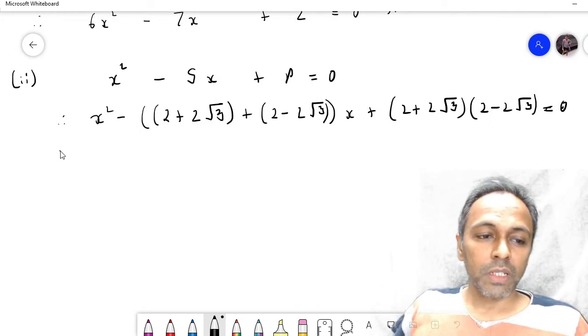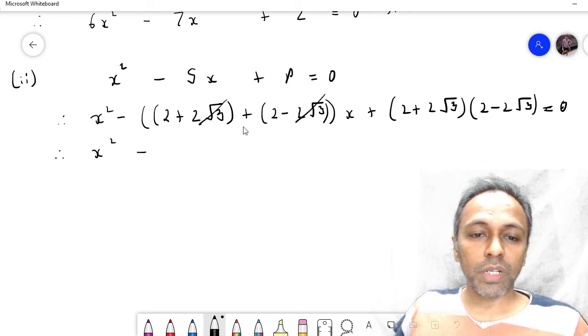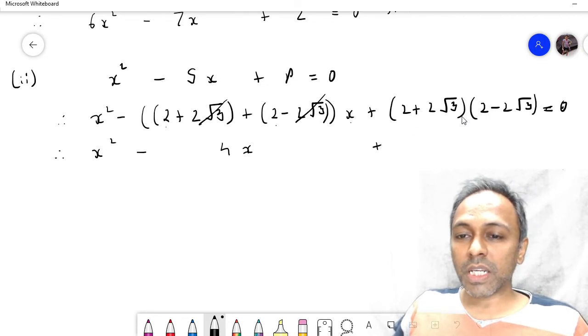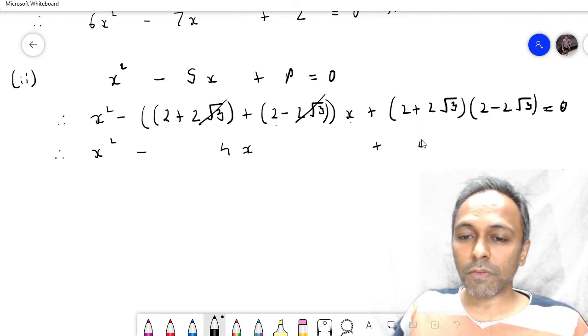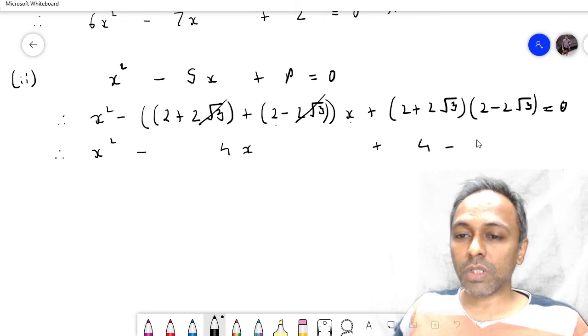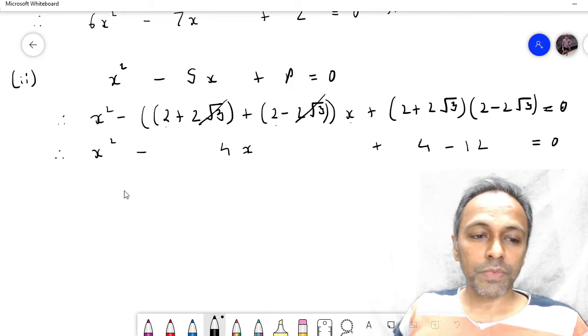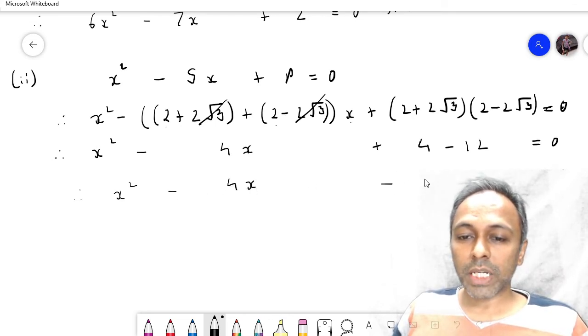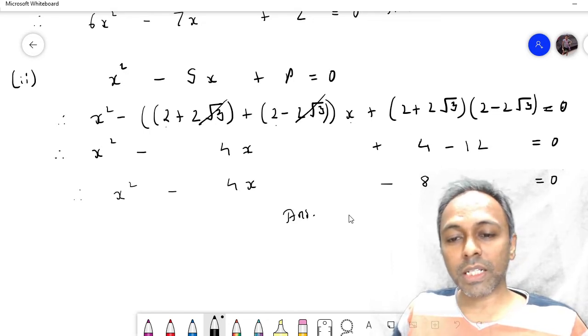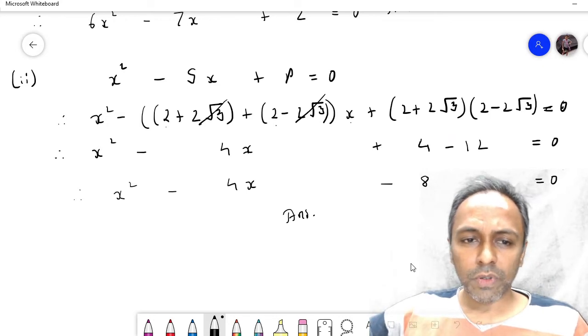Therefore x square minus this 2 root 3 and this 2 root 3 will internally cut, so 2 plus 2 will become 4x, x is there outside, while here it is a plus b, a minus b, so 2 square is 4 minus 2 root 3 square will be 4 into 3 is 12 is equal to 0. Therefore x square minus 4x, 4 minus 12 is minus 8, is equal to 0 is your required answer. I hope you have got this.